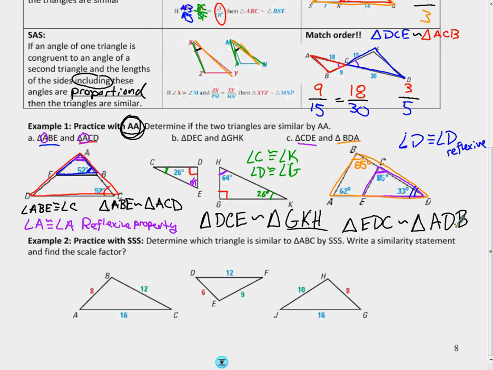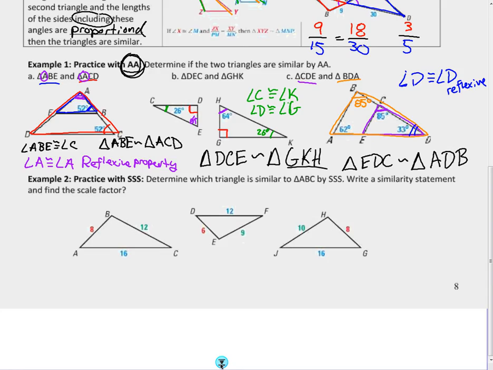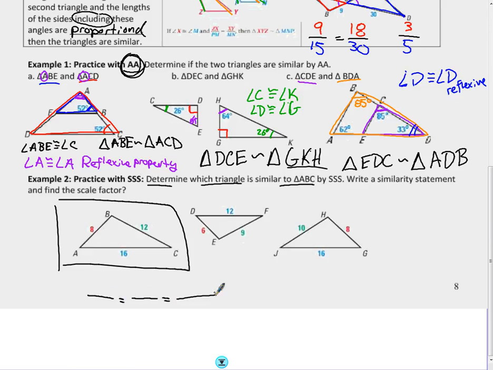Okay? Alright, that's angle, but what about side, side, side? The properties for side, side, side have to show me that the sides are all proportional. So they ask here in the directions, determine which triangle is similar to triangle ABC. They give me ABC. They want to say which of these two triangles is similar to this one. Let me let you in on a little hint here. If I'm trying to show proportionality, I want to create 3 ratios that are equivalent to each other. And if I'm using this triangle ABC, I'm always going to go big to big, medium to medium, small to small. Look at our ABC. Which side is the biggest side?